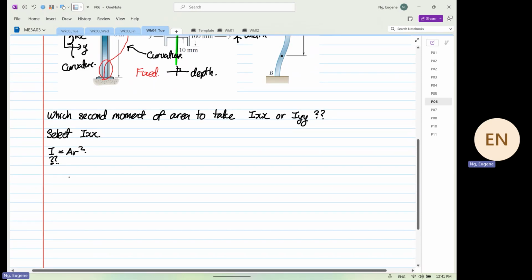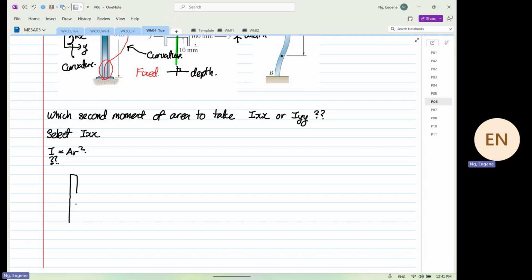I'm going to sketch this out. There are a lot of ways that you can determine Ixx. Okay, this is just one way. So this is the axis of interest. So this is our XX. As I drew earlier, this will be known as our width. Over here will be known as our depth. Okay.